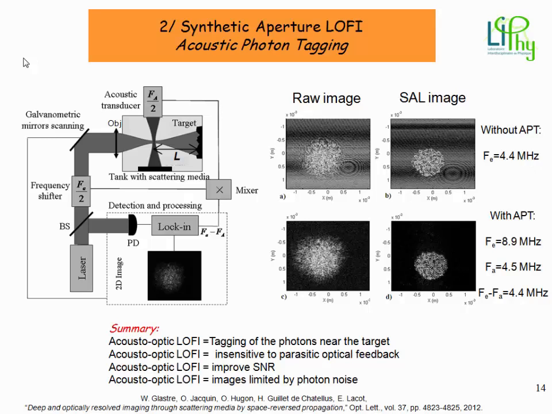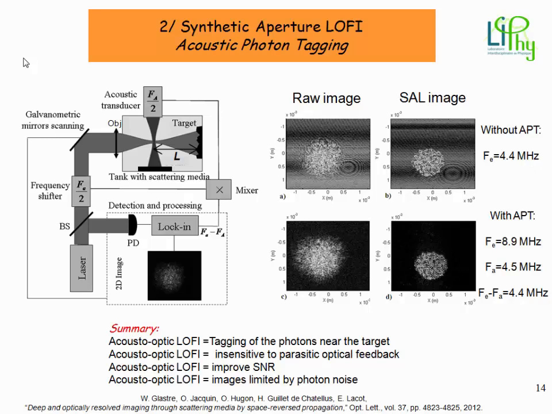So to reach the shot noise limit, we need to tag the photon just before the target, that is to say, after all the optical elements of the target. For acoustic photon tagging, we have used the acoustic transducer, which is shown here, and with this transducer, we have focused an acoustic wave on the focal spot of the laser beam.